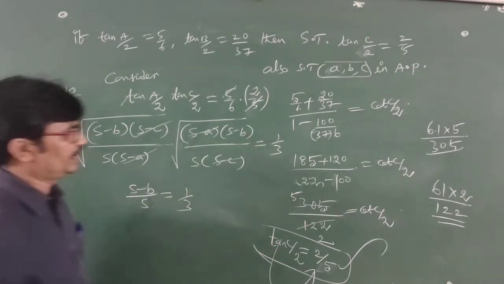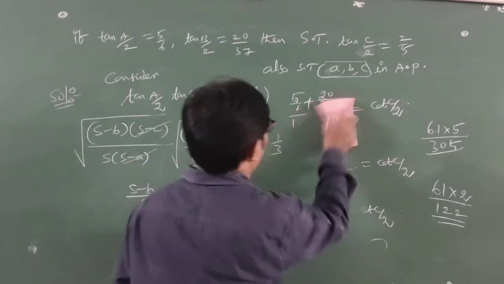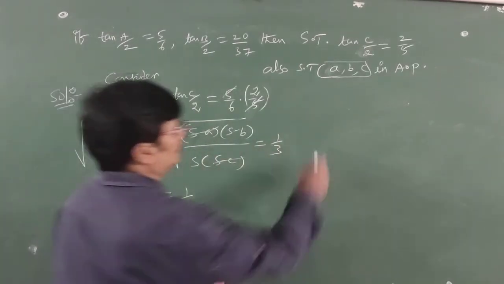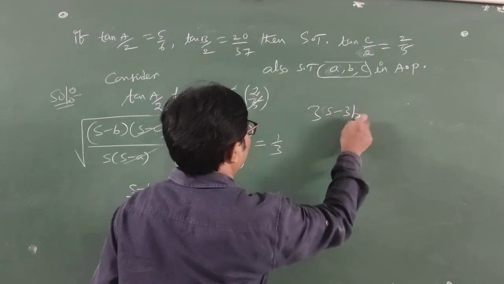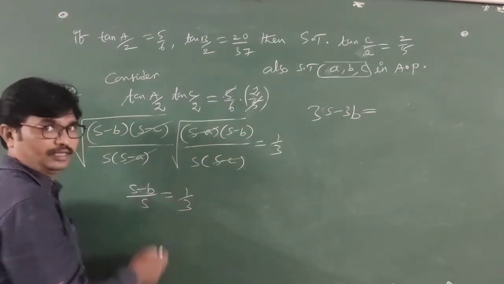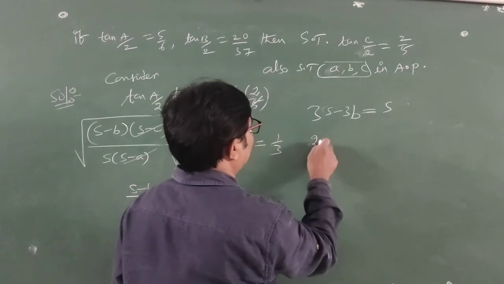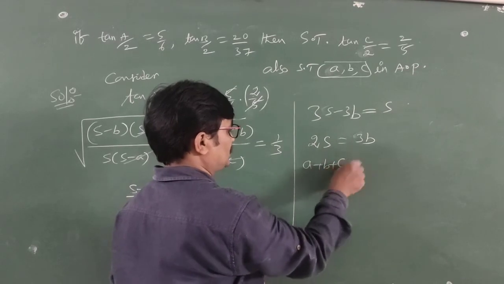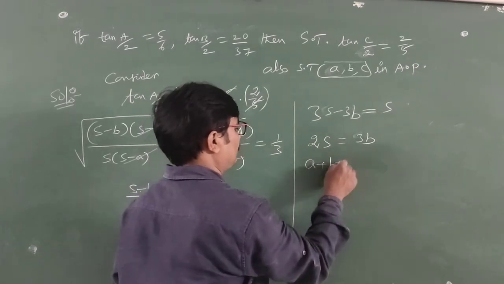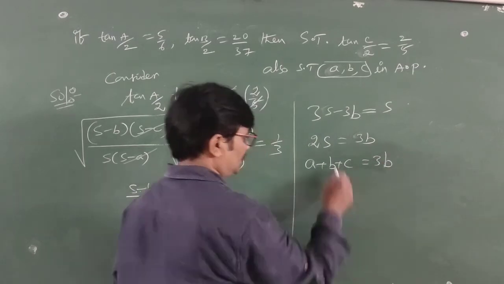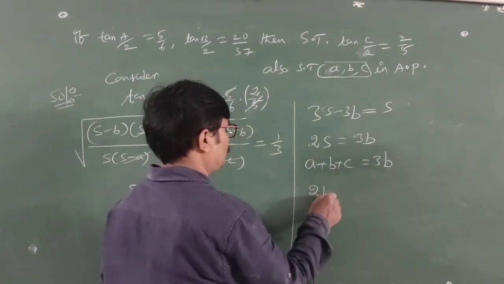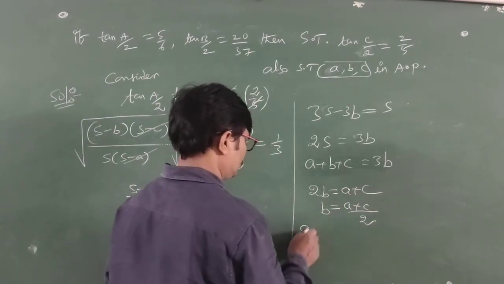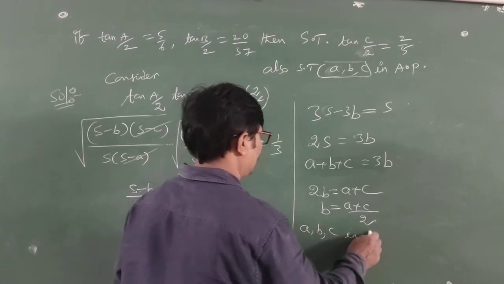After cross multiplication, what do we get, students? Now we take the cross multiplication. That is 3 into S, 3S minus 3B. 3S minus 3B equals S. So students, this is 2S equals 3B. 2S is nothing but A plus B plus C. So A plus B plus C equals 3B. Sending 3B to the other side, 2B equals A plus C. B equals (A plus C) by 2. So students, A, B, C are in AP.